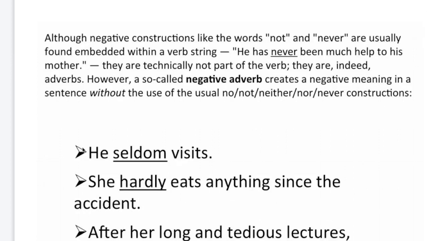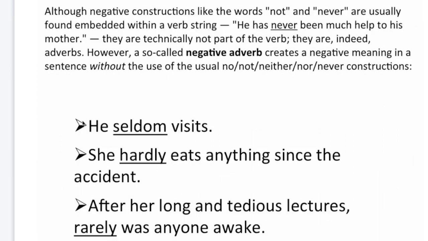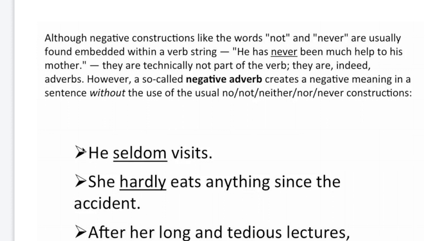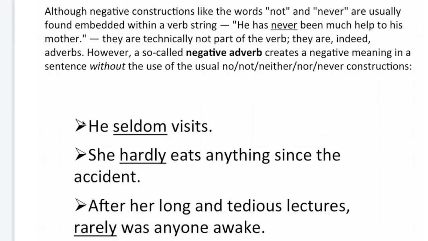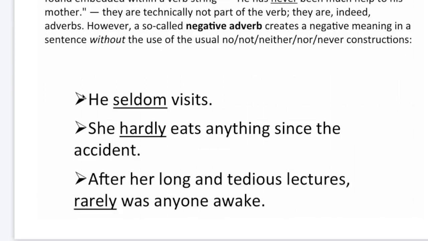Now, there are words which make a sentence negative like not and never. But there are a lot of words with which you don't have to use the word not and never. These are called negative adverbs. And with them, we don't use the words no, neither, nor, never, etc. because they are already negative. For example, he seldom visits. He seldom visits means he rarely visits. So this is already a negative sentence. So you will not say he does not seldom visit. You will simply say he seldom visits, which means he rarely visits. It also means he barely visits. It also means he scarcely visits. And it also means he hardly visits.